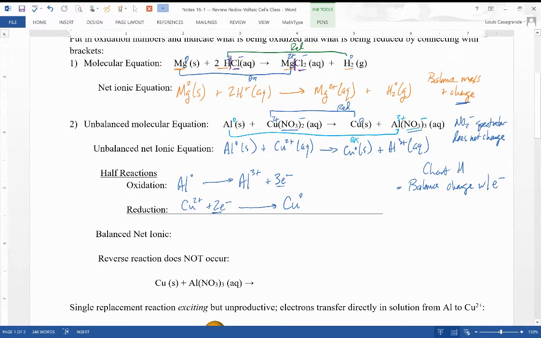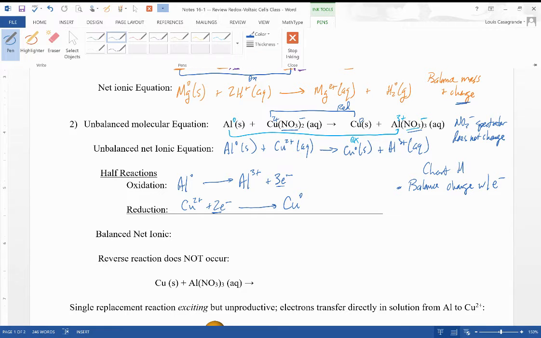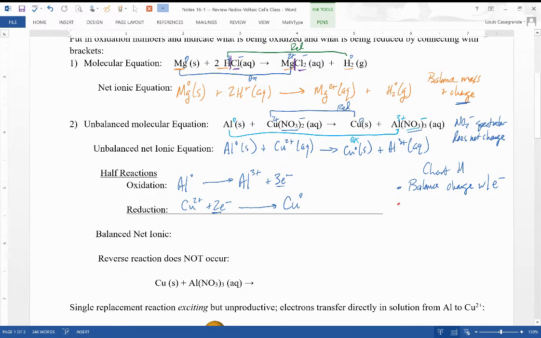So first we balance each individual reaction with electrons, and then the next thing we do is we want to equalize the number of electrons in both reactions. And we want to do that because in the end, in the balanced net ionic equation, we cannot have electrons in there. So since we have 2 electrons in the reduction and 3 electrons in the oxidation, what we have to do to balance those out is use our least common multiple, which is going to be 6.